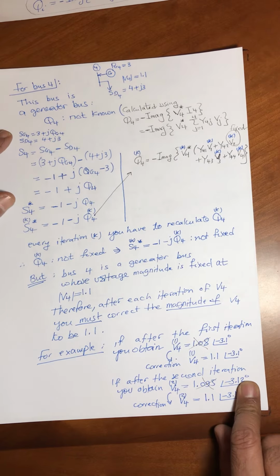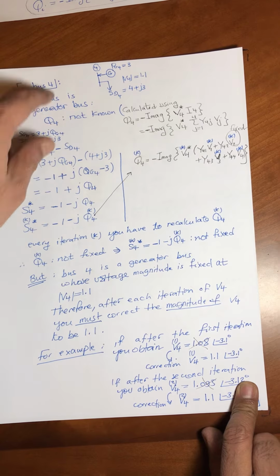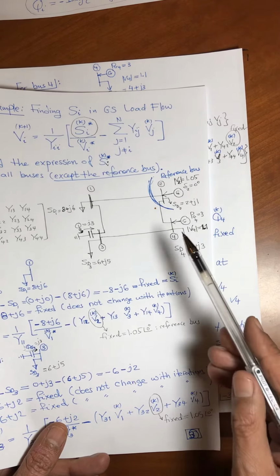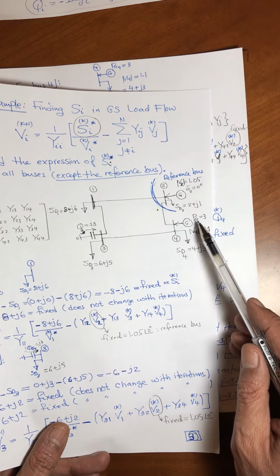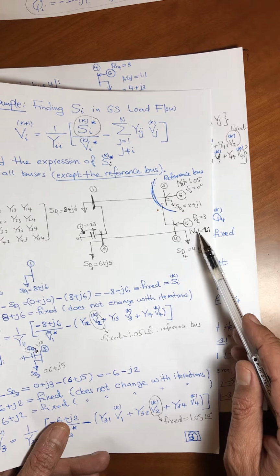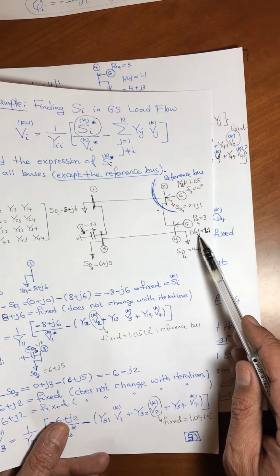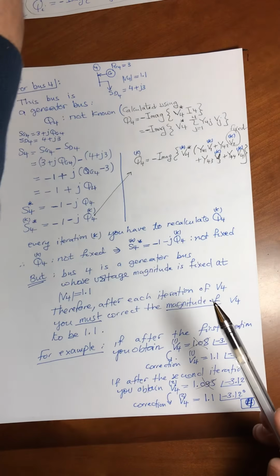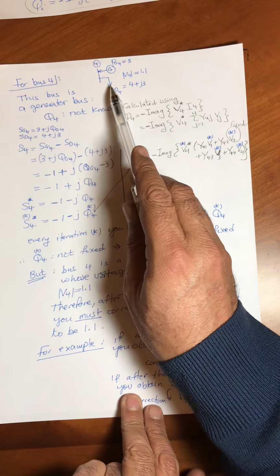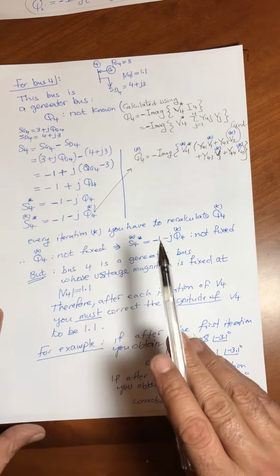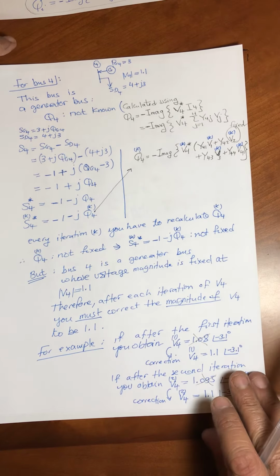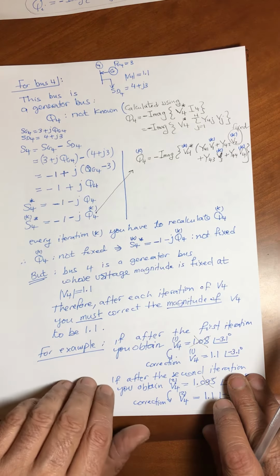Let's see bus number 4. Bus number 4 has a generator and a load. BG4 is a 3, and the voltage magnitude at bus 4 is 1.1. So this is bus number 4 alone. This bus is a generator bus.